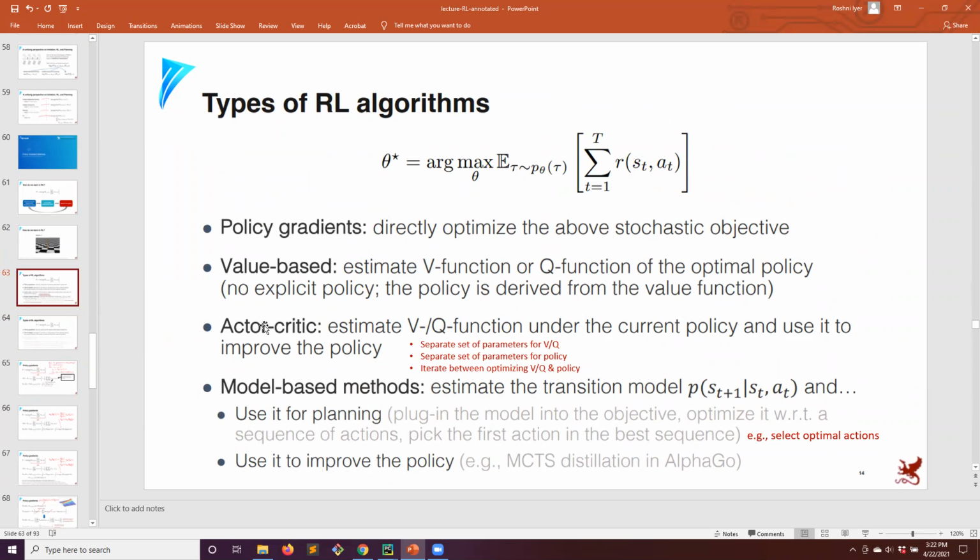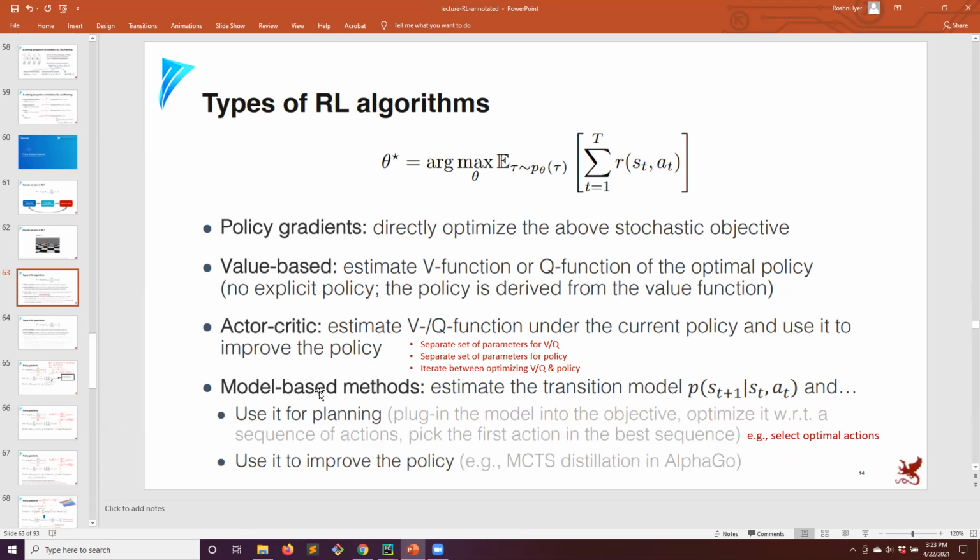The next one is actor and critic, which estimates the value and the Q function under the current policy and uses that to improve the policy. We can split this into, say, three different steps. The first is to separate the set of parameters for this value and the Q function. The next is to have another set of parameters for the policy function, and then iterate between optimizing the first set of parameters for V and Q and then the policy parameters.